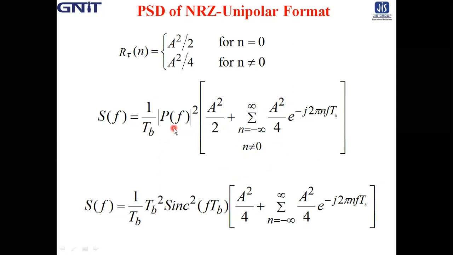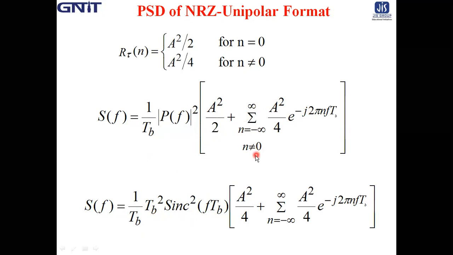And what is P(f)? P(f) is the Fourier transform of the basic pulse shape of duration TB, which for a square signal, the Fourier transform of a square wave is actually a sinc pulse. We already know it. So it is actually TB sinc(fTB), and |P(f)|² is TB² sinc²(fTB), and the outside is 1/TB.